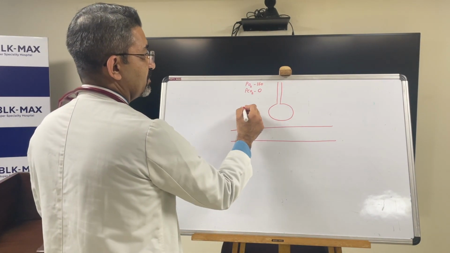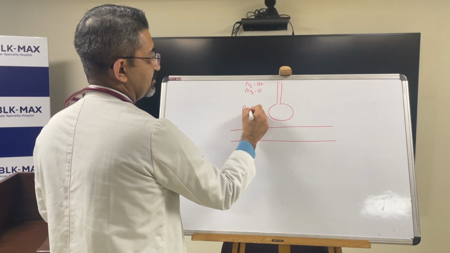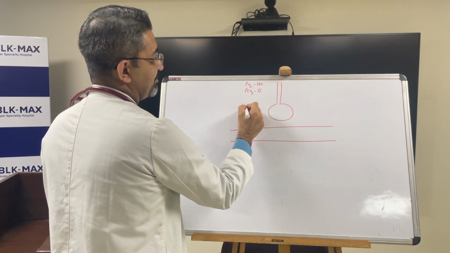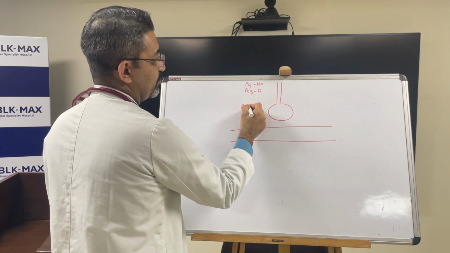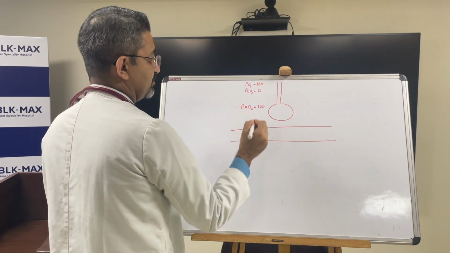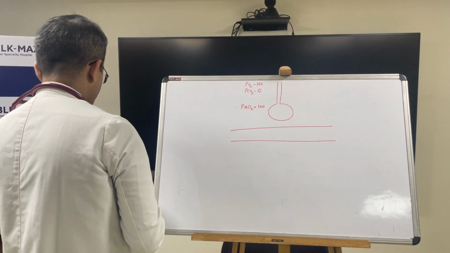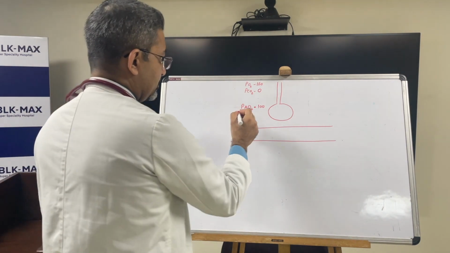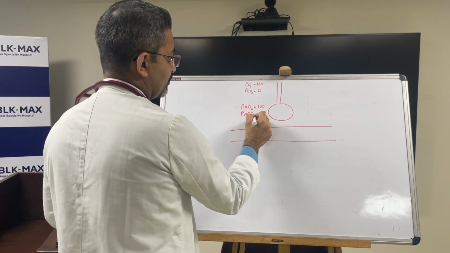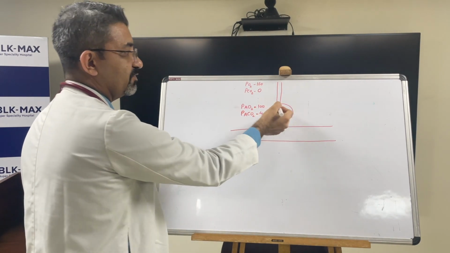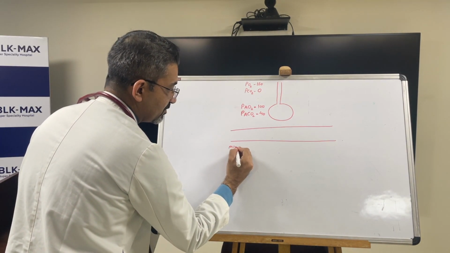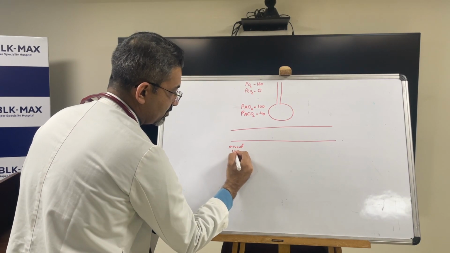At alveoli level, PO2 is 100. So this is denoted by capital PA O2, alveolar PO2. This is 100. And alveolar PCO2, PACO2, is 40. This is at the level of alveoli. This is mixed venous blood coming from the body, mixed venous blood.